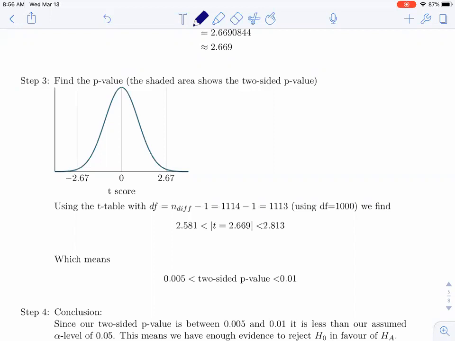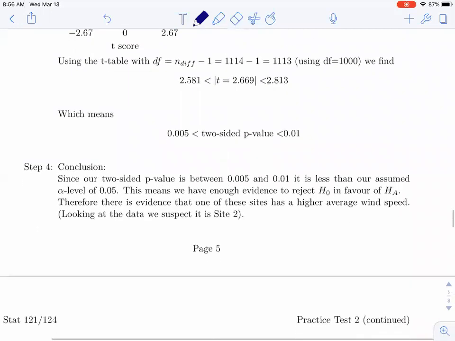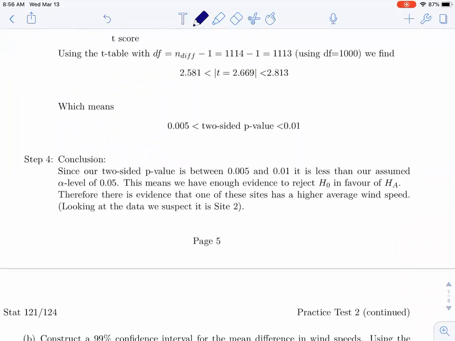Same idea, right? We take our calculated t, we stick it in between the absolute value brackets. It's between two values on the t table. And same idea, our two-sided p-value is between 0.005 and 0.01. So now we know where our two-sided p-value is.